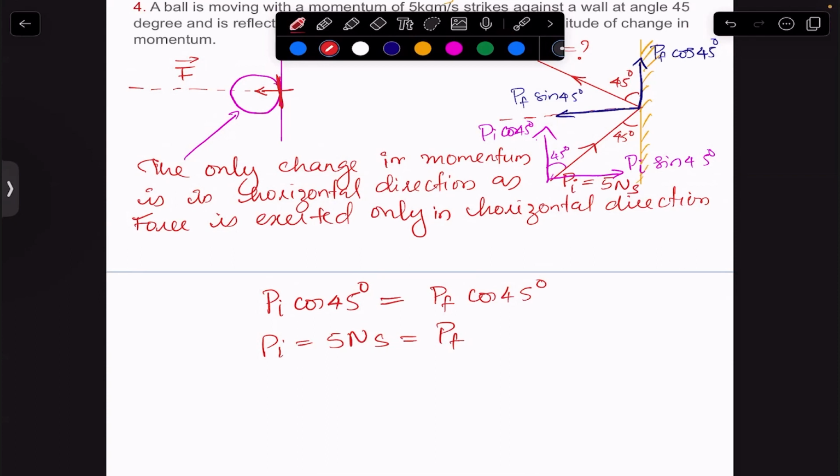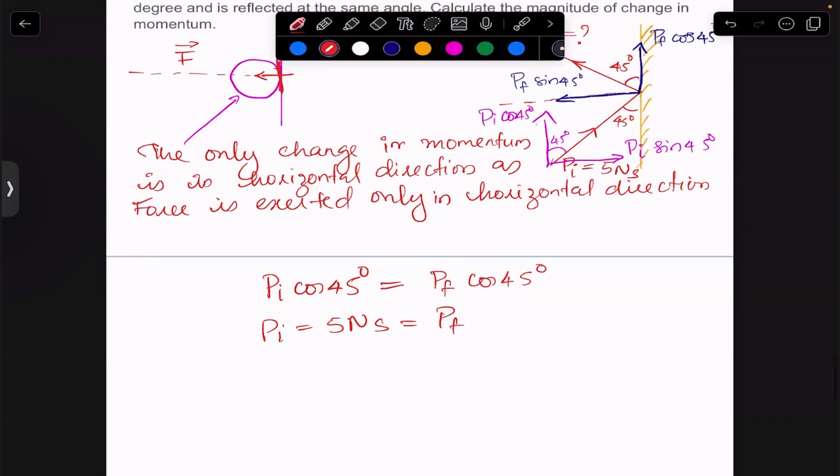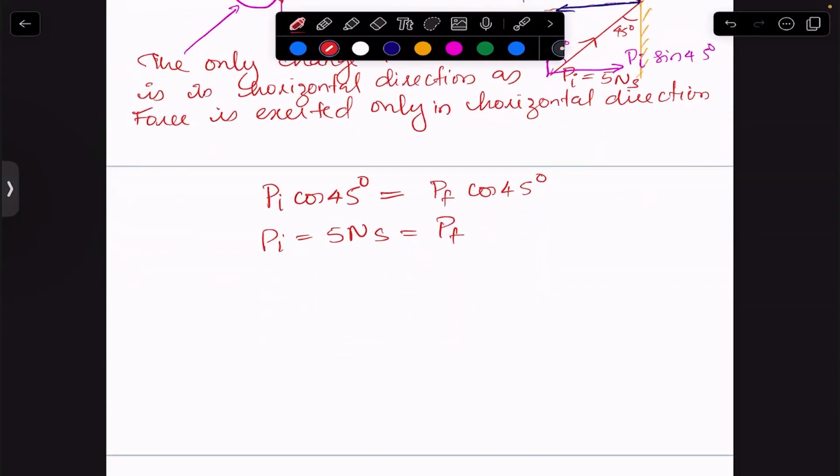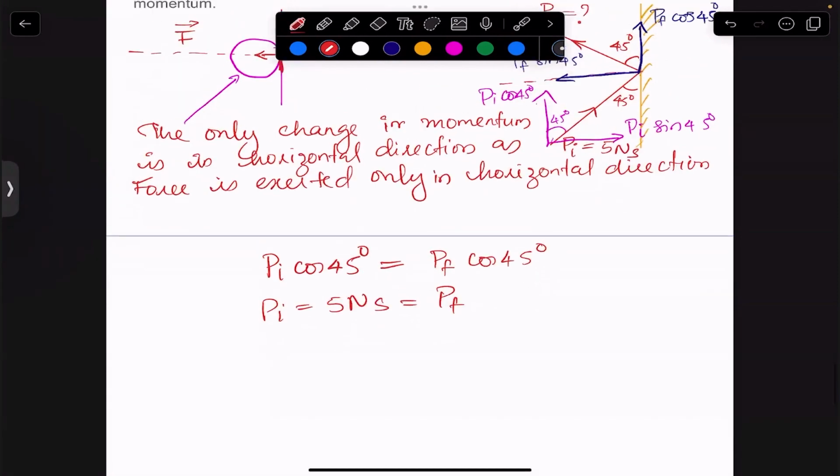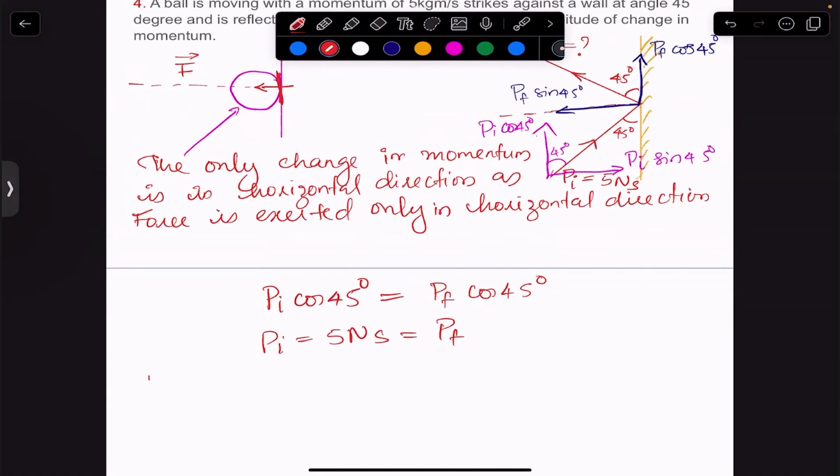Now we have to calculate the magnitude of change in momentum. That should be calculated using vector notation, Pf minus Pi. Pi horizontally is Pi sin 45 degrees, towards this direction, that means it's negative i cap, plus Pi cos 45 j cap.